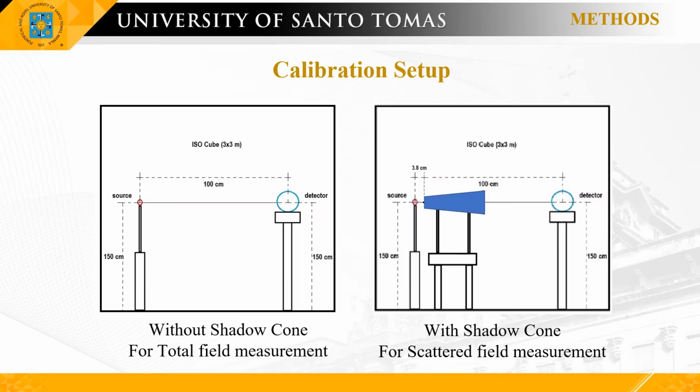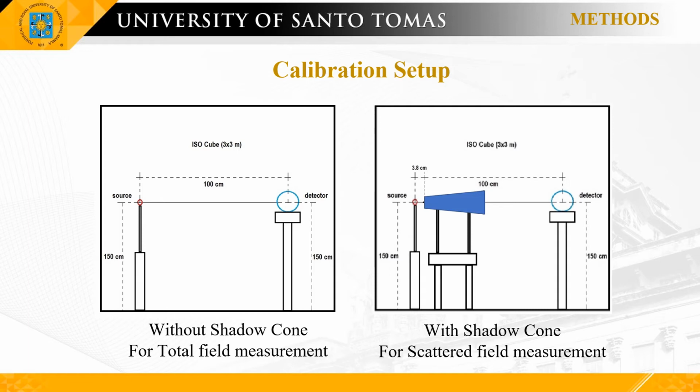The calibration setup follows an ISO cube, which is 3 by 3 meters in dimension. The standard distance of the source and the detector from the walls and the floor is 1.5 meters, while the source to the detector distance is maintained at 1 meter. To place the shadow cone, the distance of the source and the end of the cone should be at least twice the height of the source, which in this case is 3.8 centimeters.